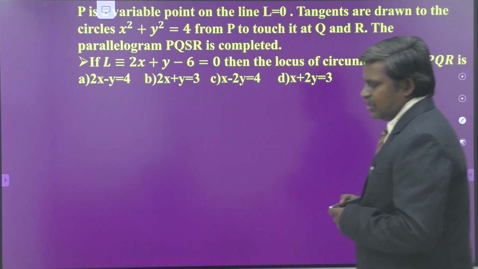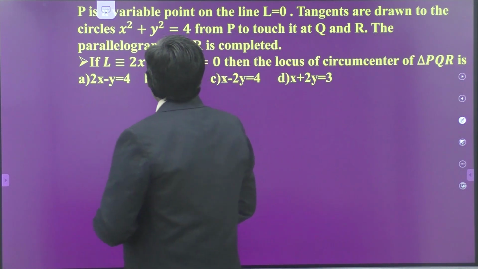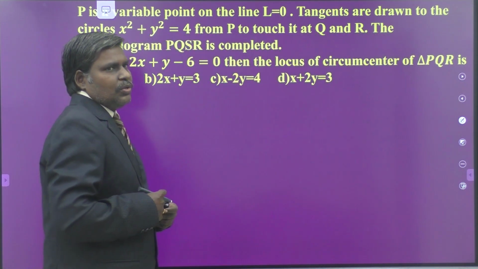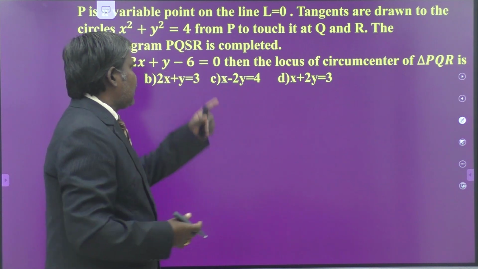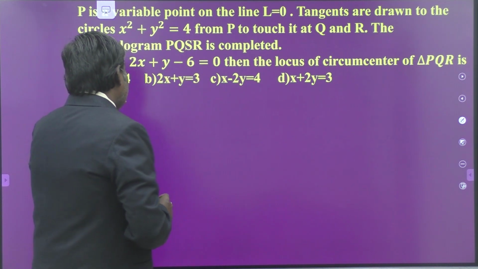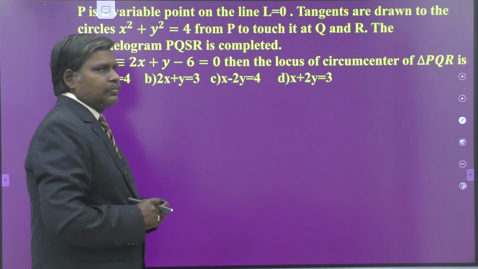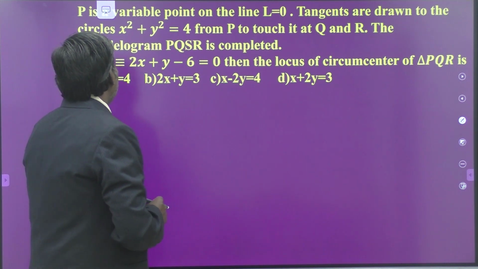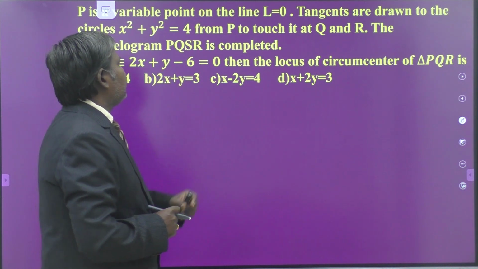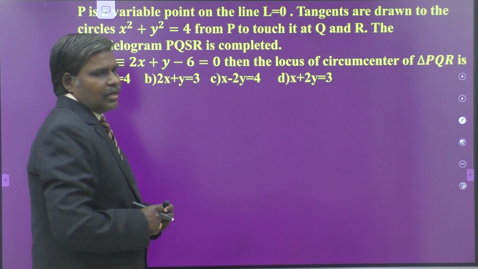This is the next paragraph. P is a variable point on the line L equal to 0. Some point is moving on the line L equal to 0. Tangents are drawn to the circle x square plus y square is equal to 4. So tangents are drawn to the circle from the point P touching at Q and R.